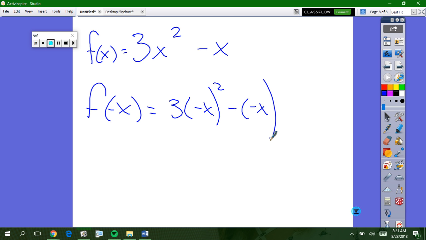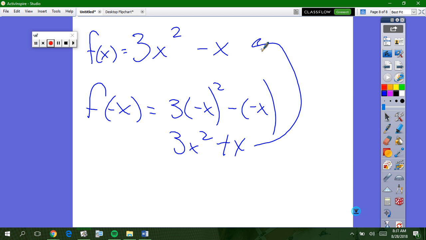Negative x squared, x squared, right? So far, it looks like even, huh? Because nothing changed. But then, negative x becomes a... Is it exactly the same? Is it exactly its opposite? Is this a neither function?